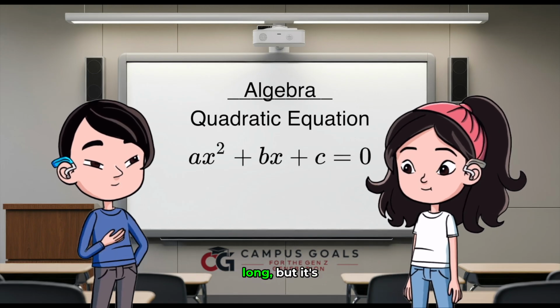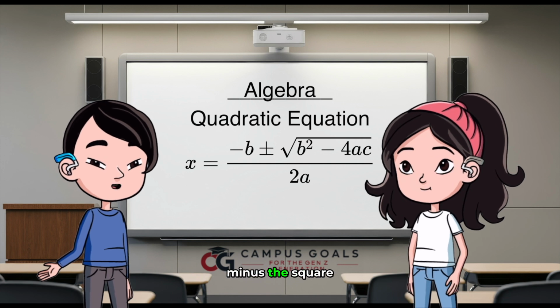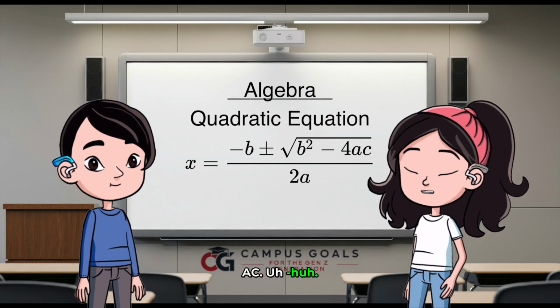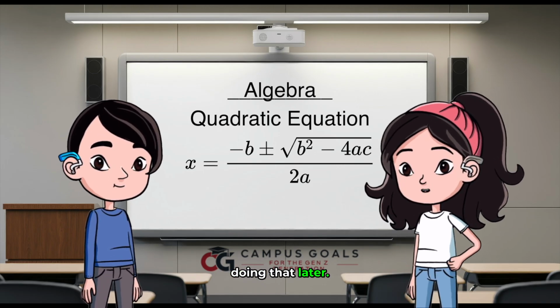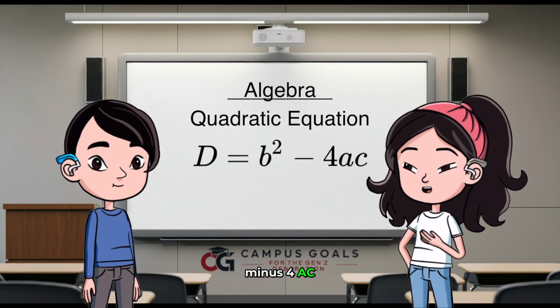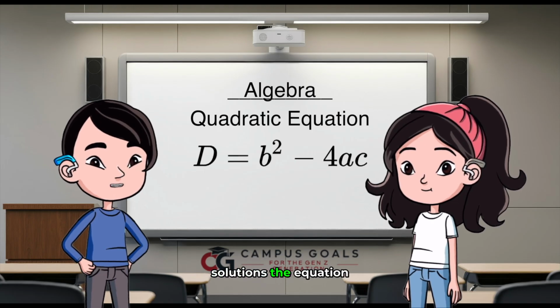Well, it might seem long, but it's super useful. It's x equals negative b plus or minus the square root of b squared minus 4ac, all divided by 2a. Ooh, totally doing that later. And the discriminant? That b squared minus 4ac part? Right. The discriminant tells you how many real solutions the equation has.